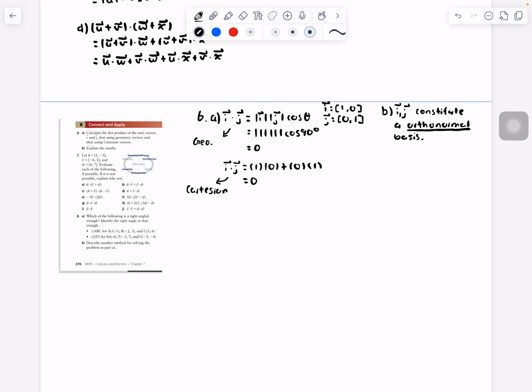Let's move on. Question 7. So I'm not going to do all of these. So let u be that vector, v be negative 6, 1, and w 4, 7. Evaluate each of the following, if possible. If it is not possible, explain why not. So I want to quickly go through and explain which ones you can't evaluate.